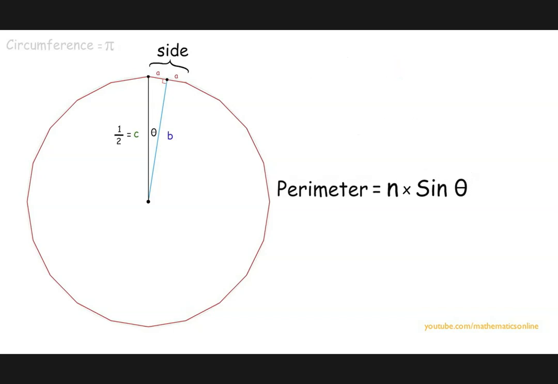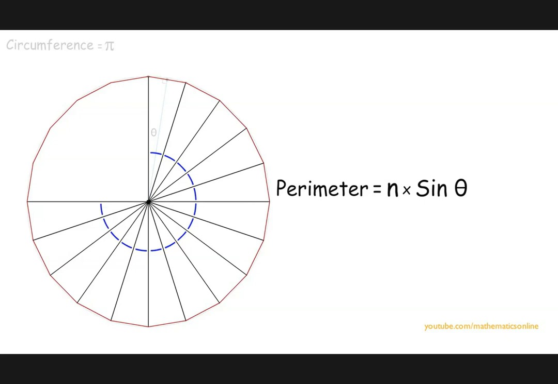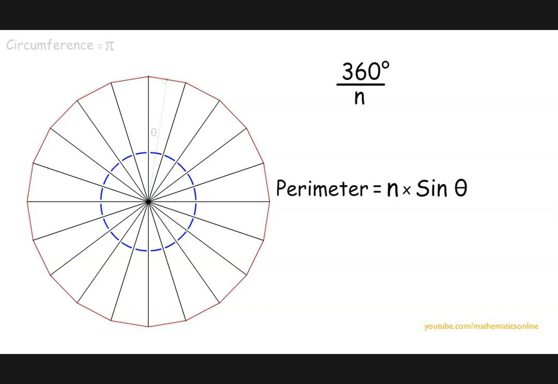Finally, we must find what angle theta is equal to. If we connect all the vertices of the polygon to the center, we can see that each individual angle is equal to 360 degrees divided by the number of sides of the polygon. And theta is just equal to 1/2 of one of those angles. So theta is equal to 180 degrees over n.